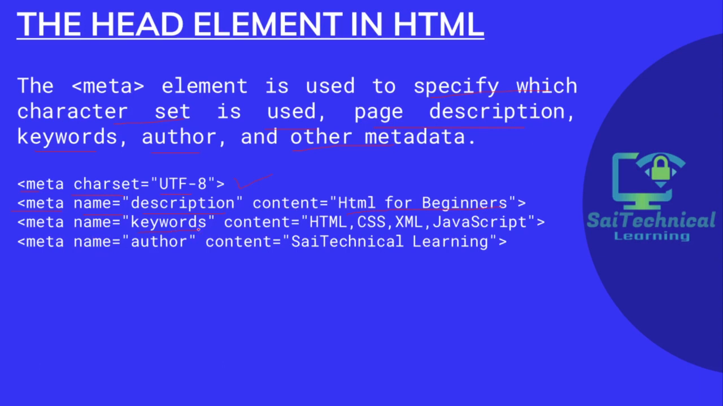Third one, the name equals to keywords. Here we have to write the keywords related to our web page. For example, here we have content equals to HTML, CSS, XML, JavaScript, etc. Similarly, the last one, that is name of author, with content equals to SaiTechnical Learning. So you can write the name of the author, the keywords, and the description for your web page with the help of the meta element.